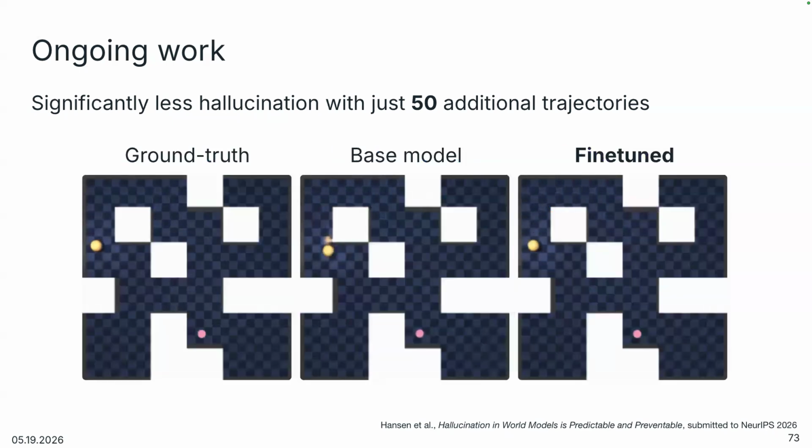In this maze environment, again, here on the left, we have the ground truth environment. So this is the real environment that we're collecting data from. And then in the middle, we have the base model that we trained. And then you see here that it's penetrating the wall. And then in the last example, we have the model after these additional 50 trajectories that have been targeted specifically in the areas where the model was making mistakes.